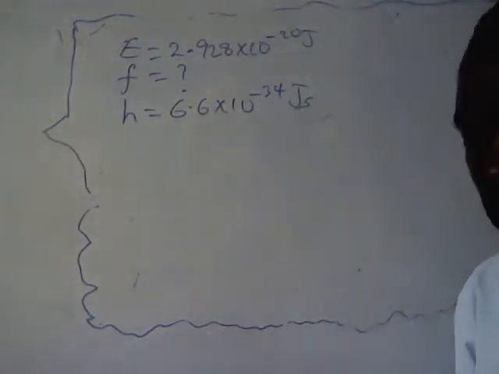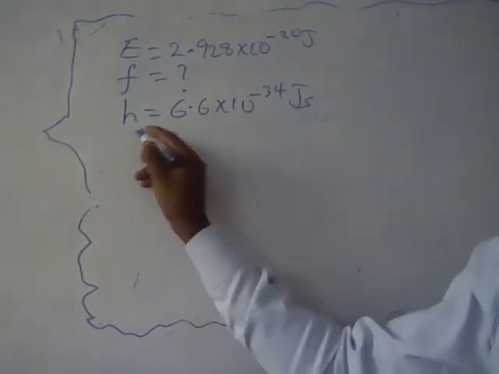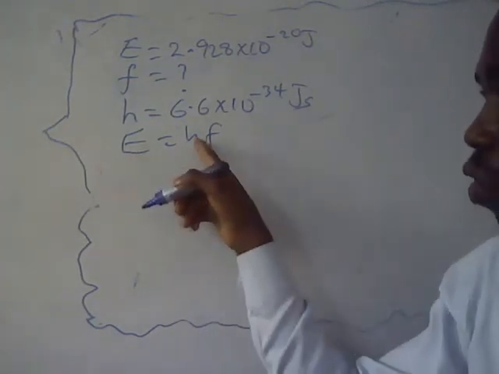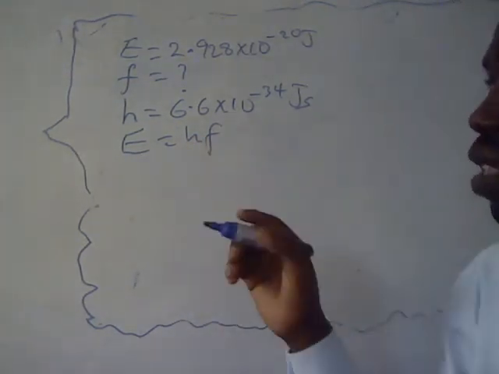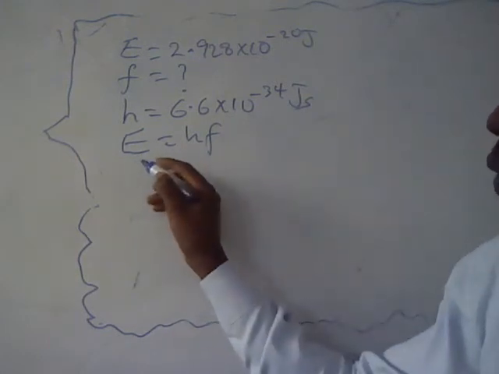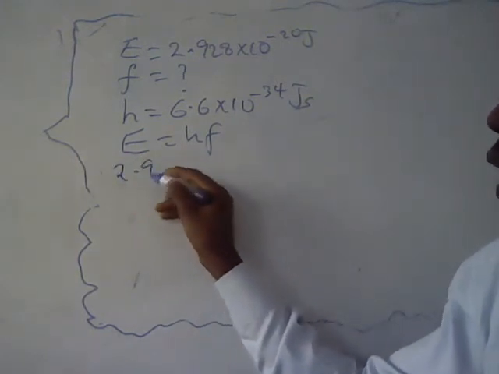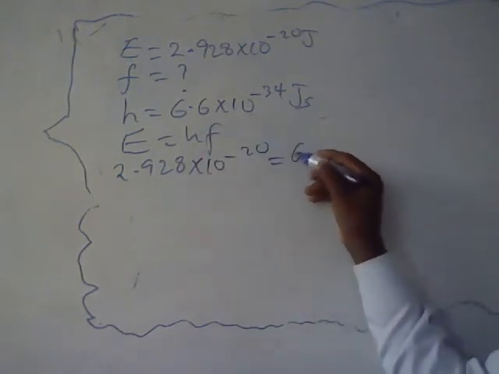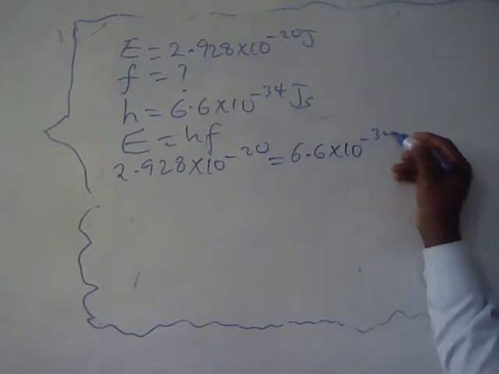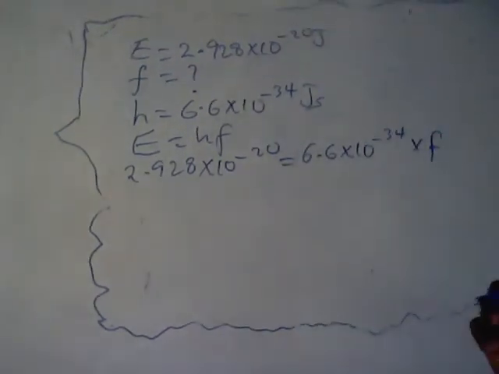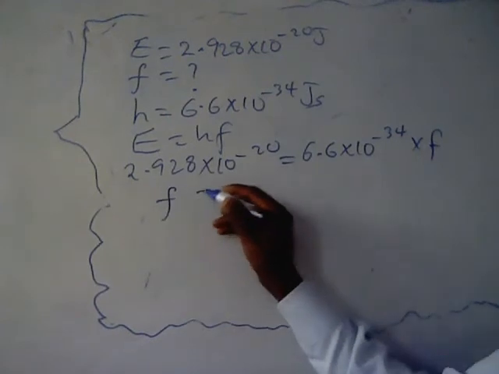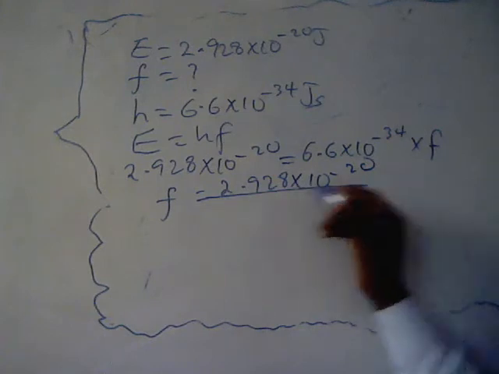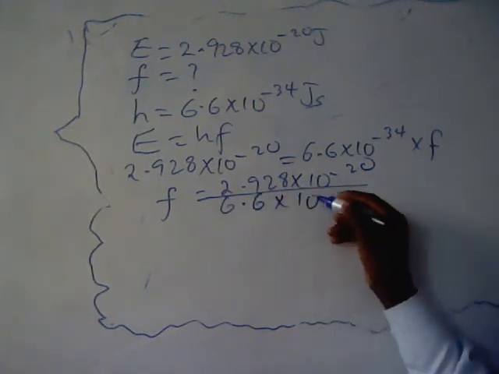So the formula to calculate the energy released or absorbed here is E equals hf. Energy is equal to the Planck constant multiplied by what? Frequency. So when you substitute, you have 2.928 times 10 raised to power minus 20 equals the Planck constant 6.6 times 10 raised to power minus 34 multiplied by our frequency. Making f the subject, f equals 2.928 times 10 raised to power minus 20 over 6.6 times 10 raised to power minus 34.